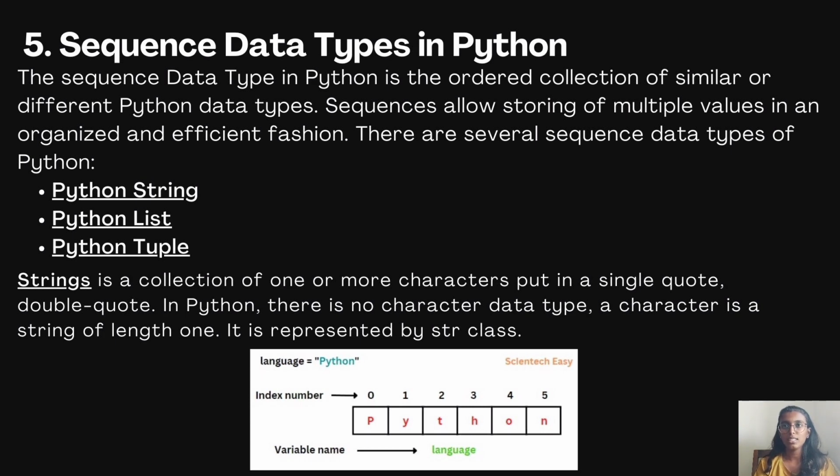Strings. A string is a collection of one or more characters put in a single quote or a double quote. In Python, there is no character data type. A character is a string of length 1. It is represented by the str class. Here, language is equal to Python, with index numbers 0, 1, 2, 3 and so on, and the variable name is language, and the value stored is Python.